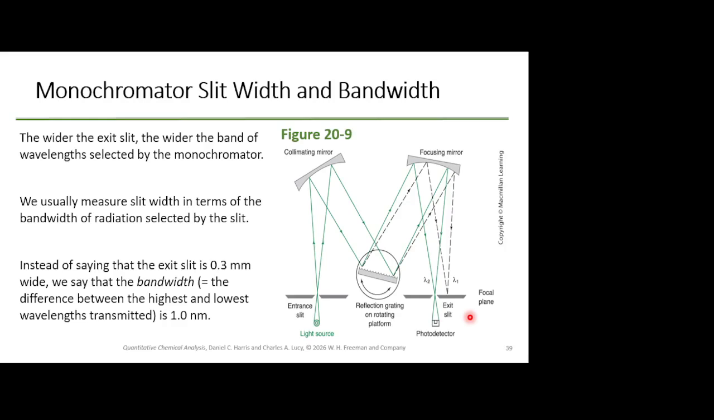Now we typically measure that slit in terms of the bandwidth of radiation selected by the slit. So instead of saying that we have a 0.3 millimeter wide slit, we would give the bandwidth. And so that would be the difference between the highest and lowest wavelengths that we can select for. In this case, it'd be 1 nanometer. And so we have 1 nanometer of wavelengths we can select for. Okay, we'd be plus or minus 0.5 nanometers.